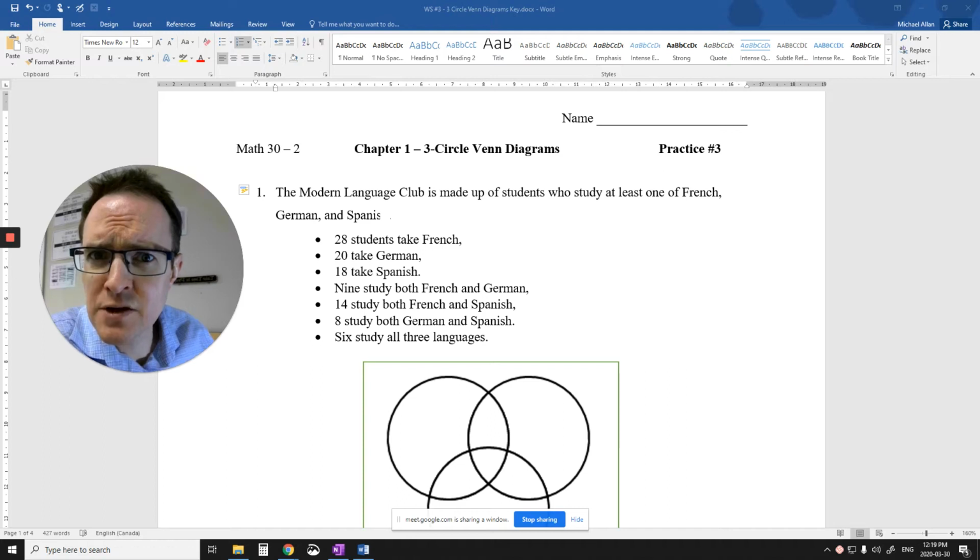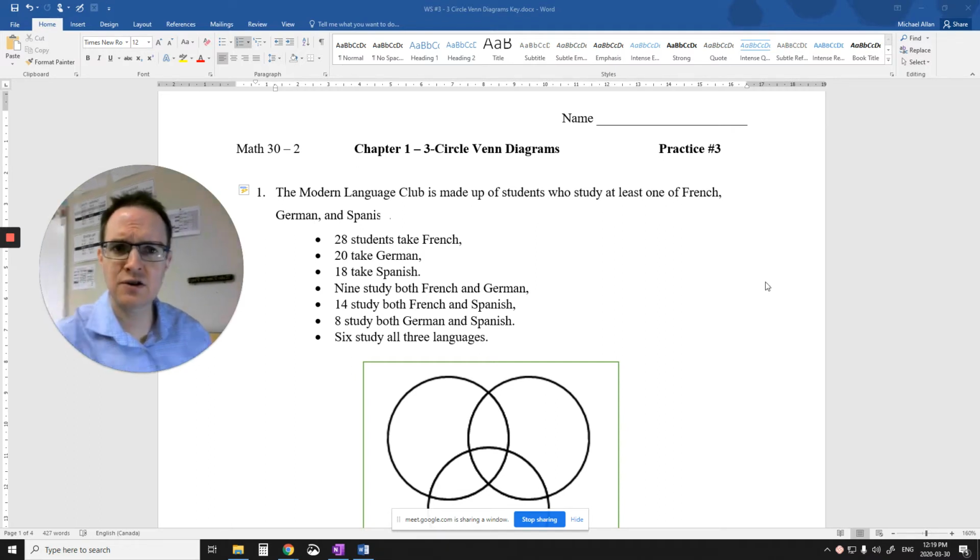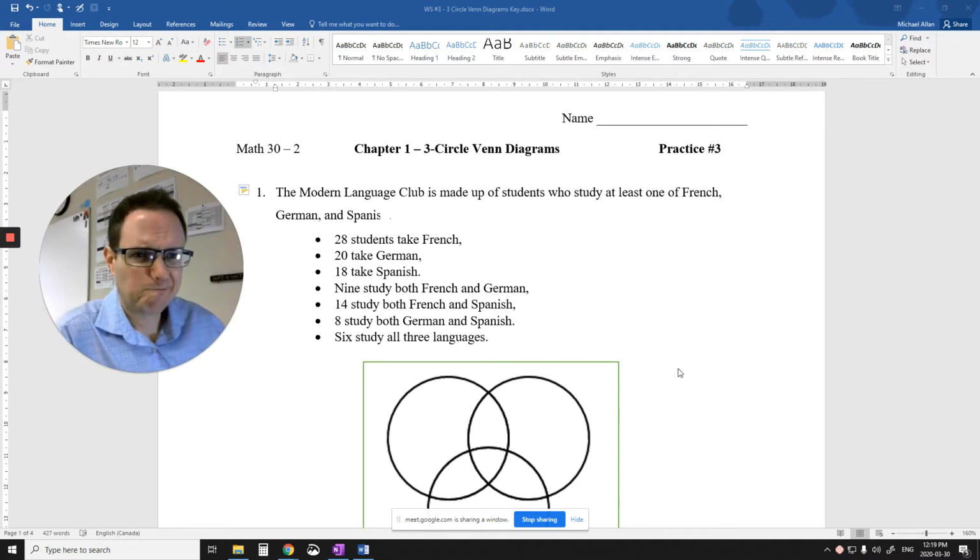Hi, Math 30-2 students. Today we're going to finish up practice number 3, three-circle Venn diagrams. So hopefully you tried this already. Now, if you haven't, pause the video and give it a good go.